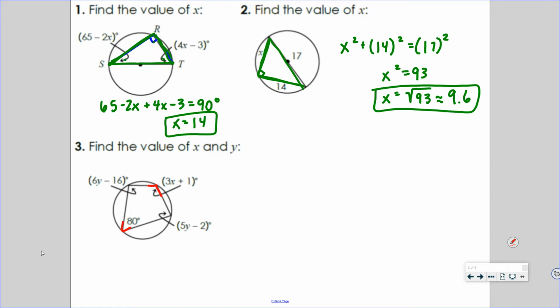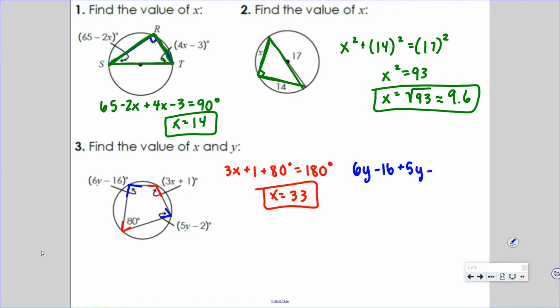Good guess. So here to find x, 3x plus 1 plus its opposite angle are supplementary. They have to total 180. You'd set up your equation like this. I got x to be 33. So there's a set of opposite angles. The y's, the angles with the y variables, are a set of opposite angles. So those have to total 180 as well. And I got y to be 18.